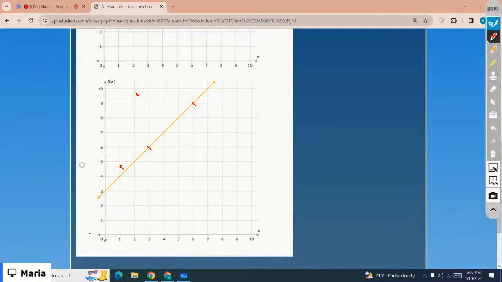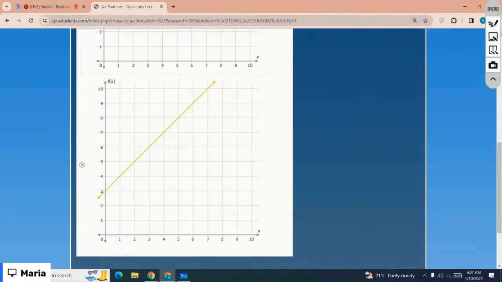Basically, you are given a table. You have to see that the points on the graph and the table are exactly the same, right? If you have the same points on the graph and on the table, then that is the correct option. So the correct option for the given table is the second one. Got it?